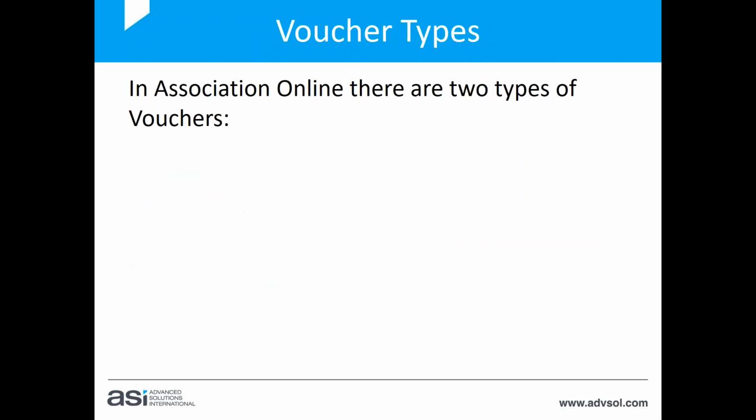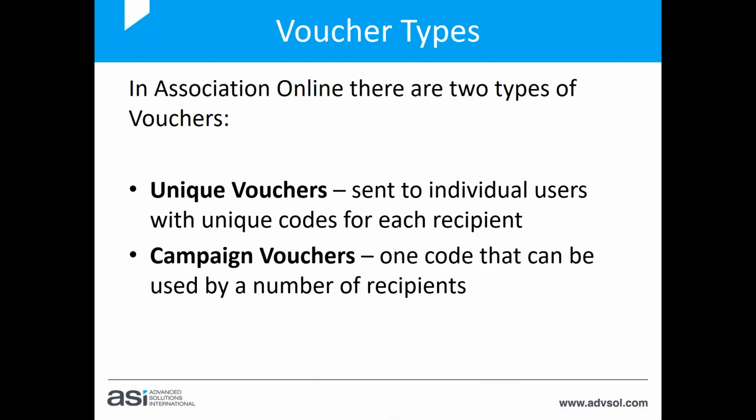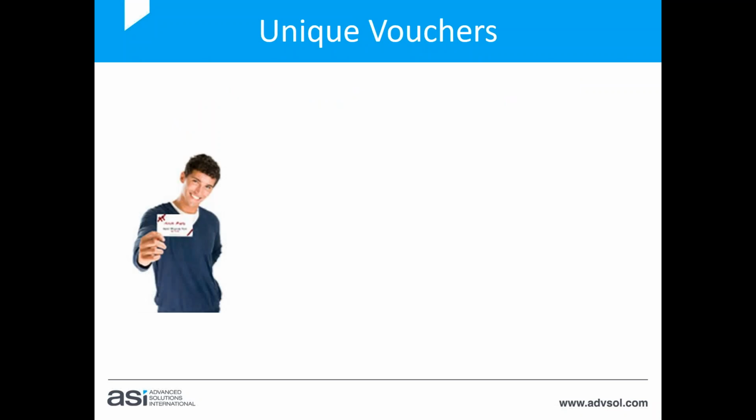The types of vouchers you can use in Association Online are the unique vouchers, which are sent to individual users with unique codes for each recipient. Just like a loyalty program where you can say, here's 20% just for you. This is your specific code. Put it in the shopping cart and redeem your voucher. And then we have campaign vouchers, which is one code across a number of recipients. You can send it to as many people as you want. There's a couple of options there. Let's look at that in more detail.